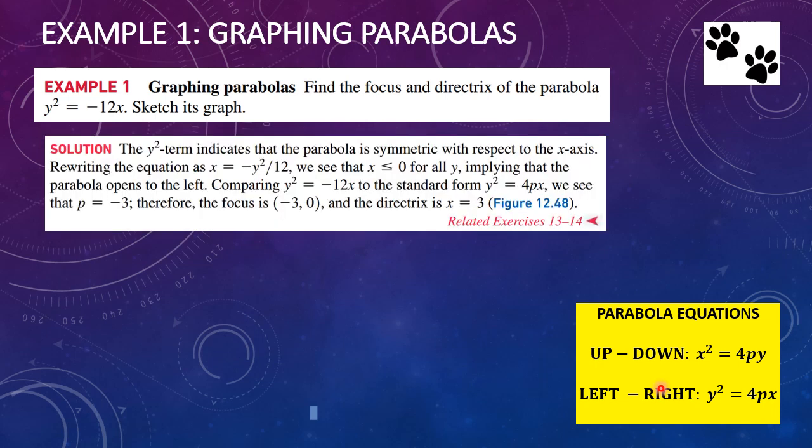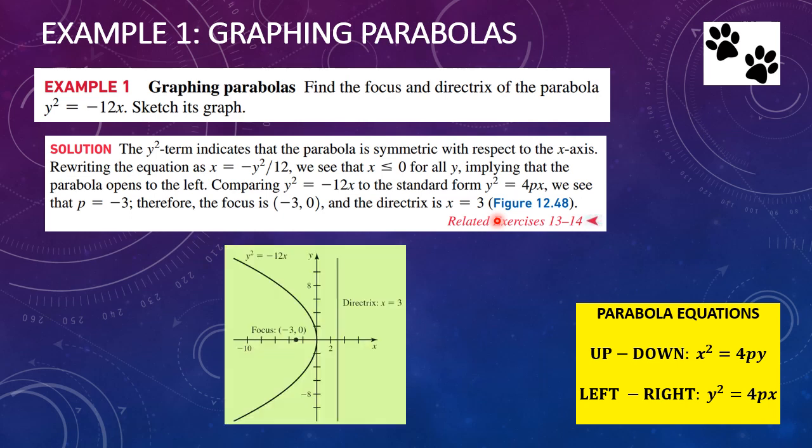Remember, if p is less than 0, then the parabola is going to open to the left. And remember that our focus is at (p, 0), so it's at (negative 3, 0), and the directrix is at x equals the opposite of p, which is x equals 3. And so here is our diagram for this, with the focus at (negative 3, 0) and directrix x equals 3.